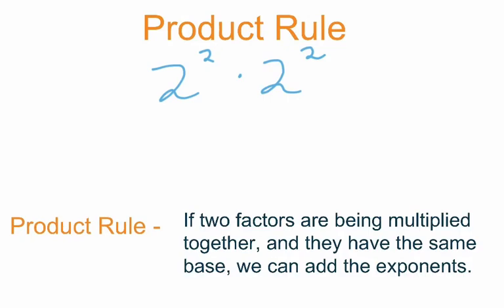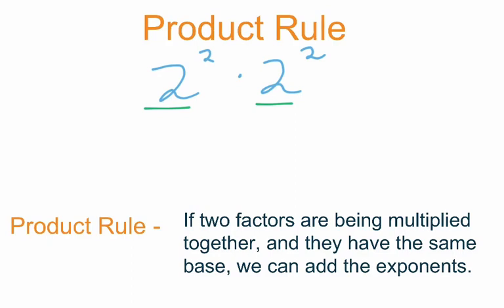As it applies here to our 2 squared times 2 squared, the product rule says if two factors are being multiplied together and they have the same base, we can add the exponents. So in this scenario, we're multiplying the two factors. They have the same base value, and that's what I'm underlining there, the 2 and the 2. So if they have the same base, all we really need to do is add the exponents to get the answer. Let me break this down and show you what this is saying.